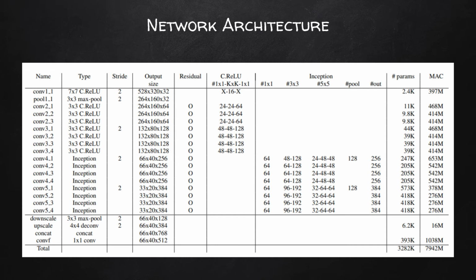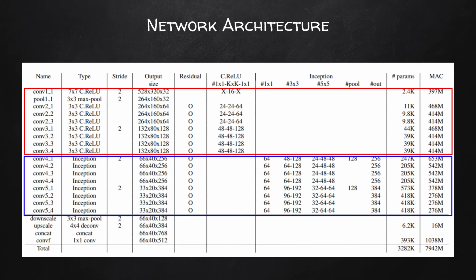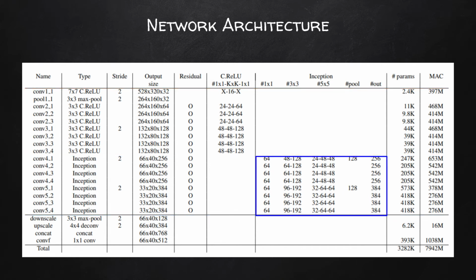Now, here we have a table that shows the detailed architecture of the PVANet. All convolution layers are combined with batch normalization, channel-wise scaling and shifting, and ReLU activation layers. As mentioned earlier, the first conv layers are composed of C-ReLU layers, and the rest of the layers are composed of Inception modules. The detailed Inception blocks can also be observed in the 7th column right here.